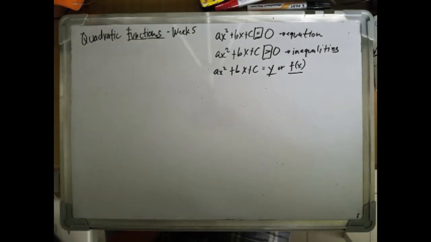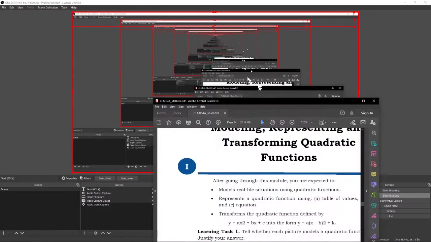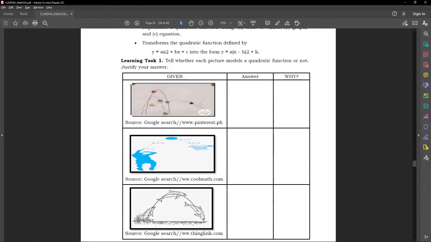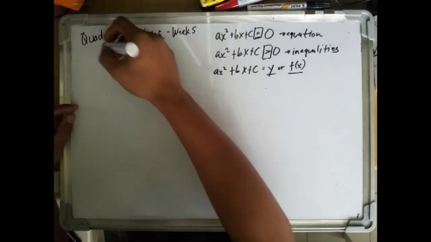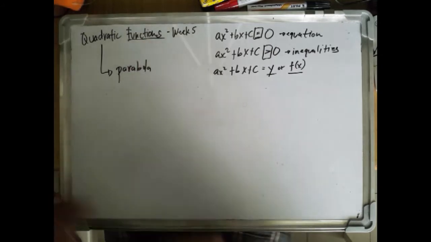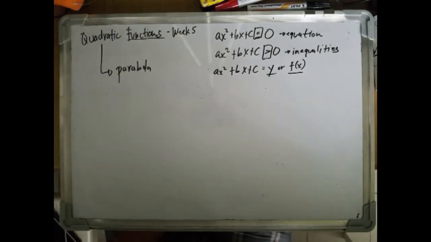Yung mga quadratic functions, pwede natin siyang makita sa mga tunay na buhay. Balikan natin ito, makikita natin sa ating mga modules. As you can see dito sa module natin, these are examples ng mga quadratic functions. Paano nasabing quadratic functions? Kasi ang graph ng quadratic ay isang parabola. So, ano ba yung parabola?